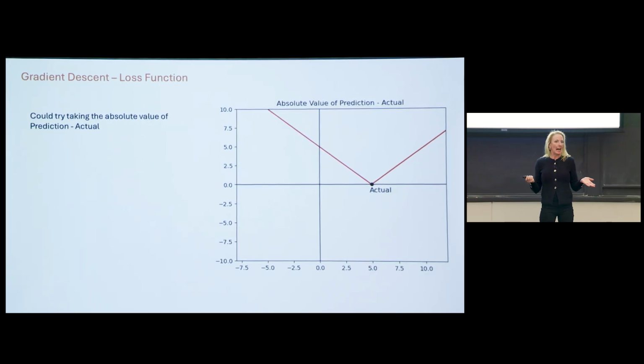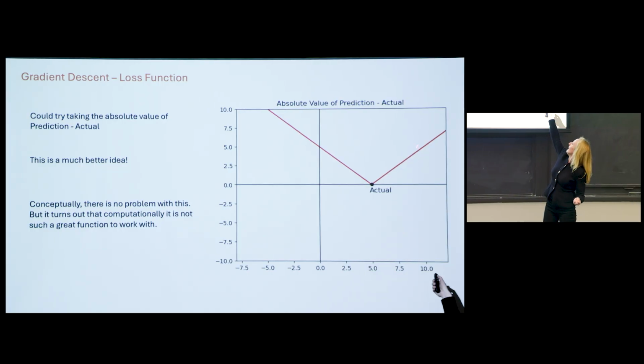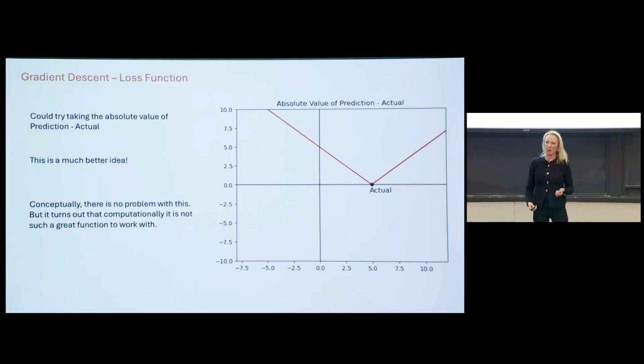So we could try taking the absolute value. That's a much better idea. And you could train a model with this function, right? So here's the absolute value. I just replace the negative numbers with the corresponding positive numbers, right? We could totally work with this function. It just turns out that computationally, this is a little bit of an ugly function to work with. Intuitively, if you were imagining skiing down a slope, this would be a kind of nasty function to ski down, because you go faster and then crash at the bottom, right? It's just a little bit undesirable like that.